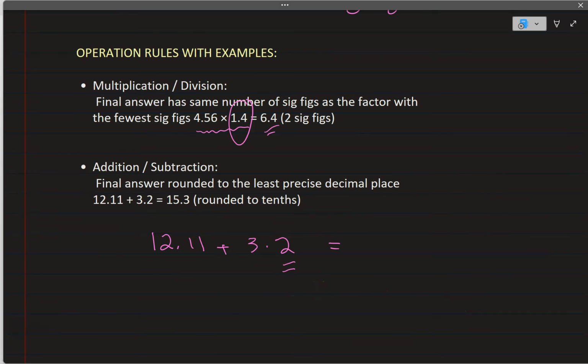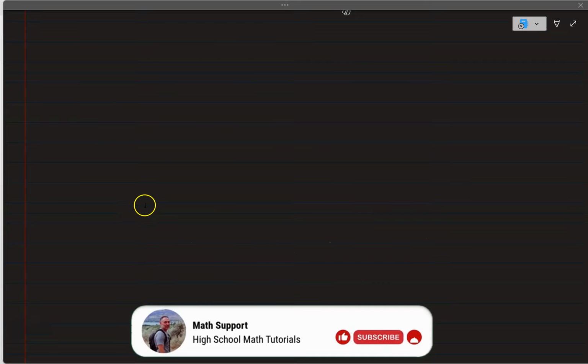So when we add the two numbers, what will you get? You will get 15.31, right? But because our least precise decimal place is the tenth, we need to round this to the tenth place, and that would be 15.3. And that is the rule for addition and subtraction. Now let's look at one more question.